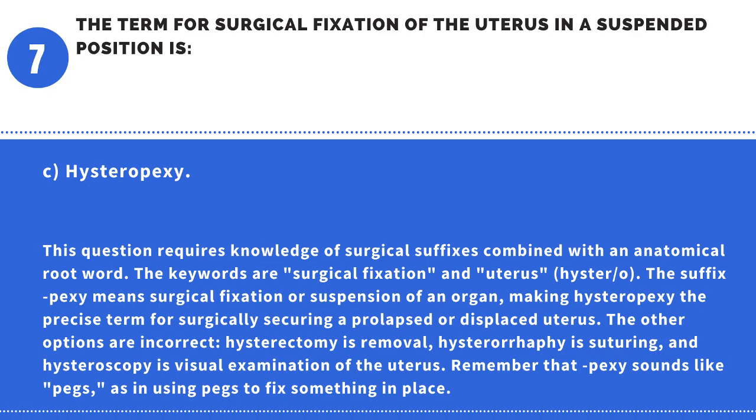Answer: C. Hysteropexy. This question requires knowledge of surgical suffixes combined with an anatomical root word. The keywords are surgical fixation and uterus, hyster/o. The suffix pexy means surgical fixation or suspension of an organ, making hysteropexy the precise term for surgically securing a prolapsed or displaced uterus. The other options are incorrect.